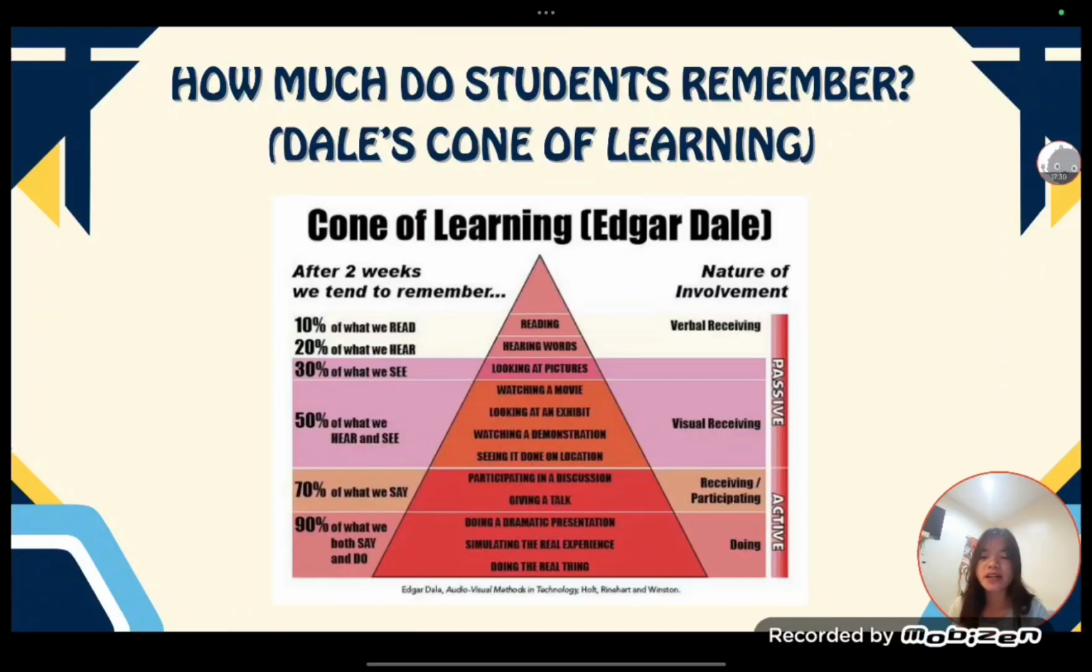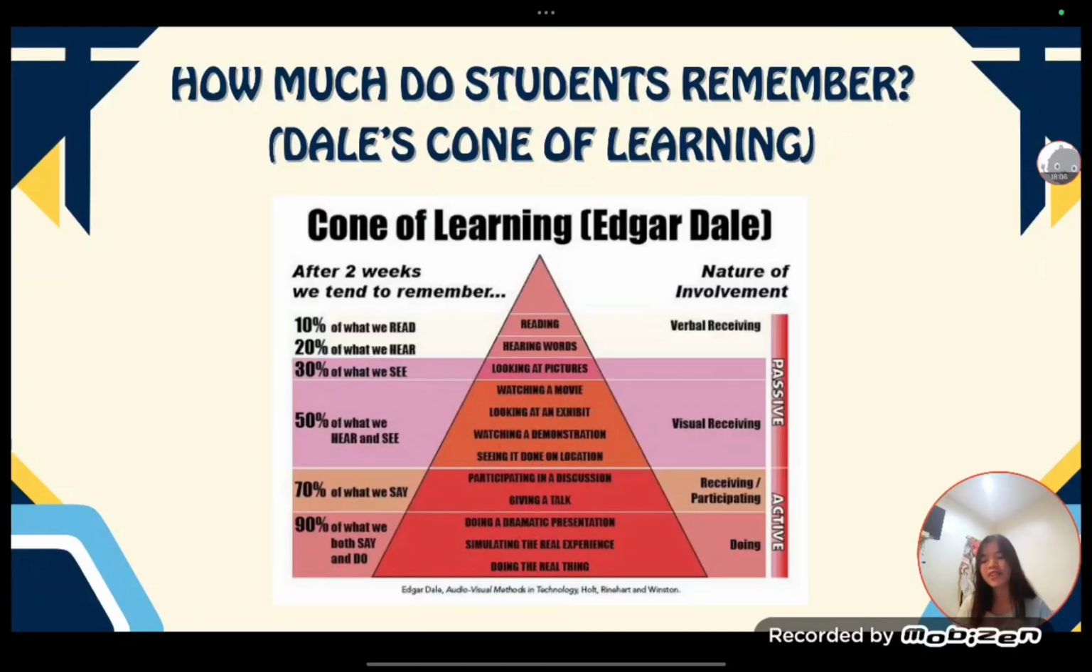So 50% naman is what we see and what we hear. So this includes mga watching a movie, looking at an exhibit, or watching a demonstration, or seeing it done on location. So parang combination siya ni 20% at ni 30% na nakikita at the same time naririnig natin. So that is the visual receiving. So from 10% to 50%, these are just mga passive na learnings or mga retention na naa-absorb natin.